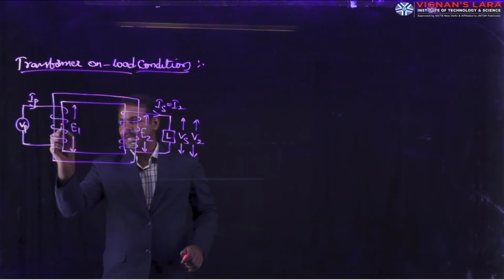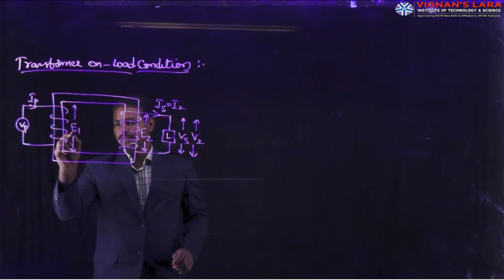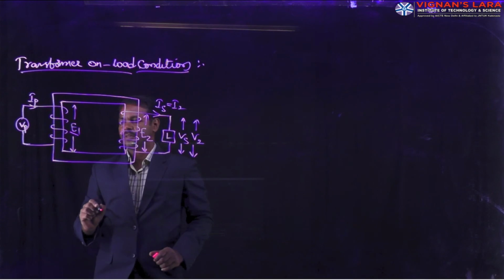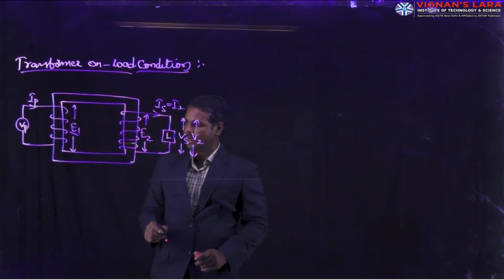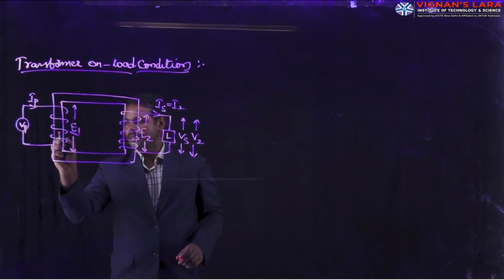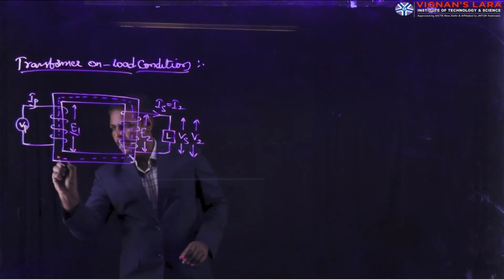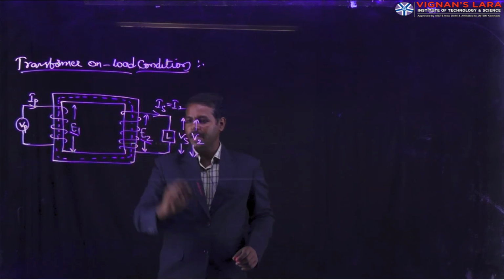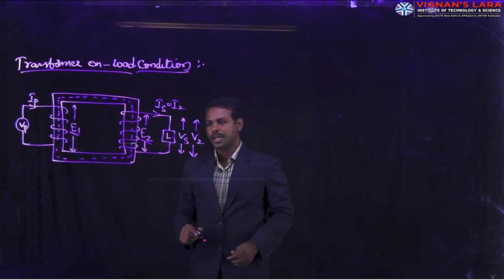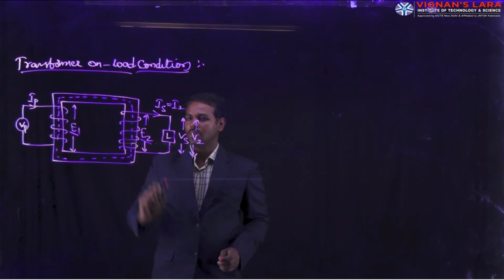Which generates the flux. That flux links with the primary itself and induces an EMF, denoted by E1. That flux also links with the secondary winding and induces an EMF, denoted by E2. So the corresponding current is delivered to the load.